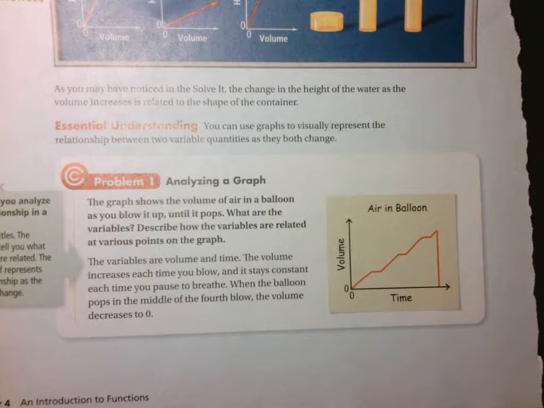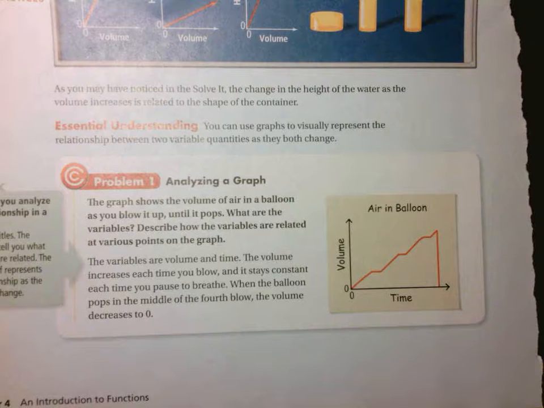The book actually does a really good job in this section explaining how to analyze a graph. So I have a graph here. And it says the graph shows the volume of air in a balloon as you blow it up until it pops. What are the variables? And describe how the variables are related at various points on the graph.